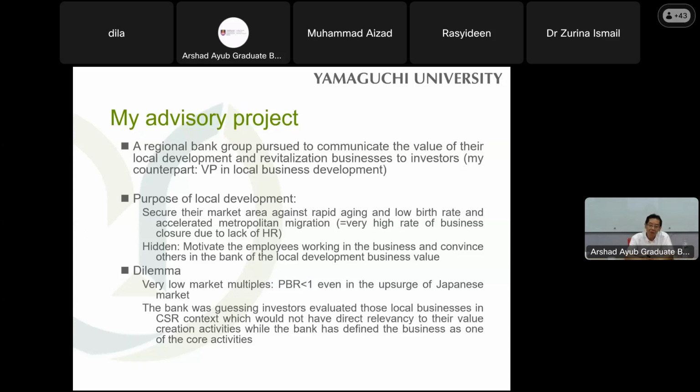If you are familiar with finance, you can understand what PBR less than 1 means. And the company's executives are guessing investors evaluate those local businesses in a CSR context and would not see direct relevancy to their value creation activity, although the bank specifically mentions on their homepage that local revitalization businesses are one of the core activities.